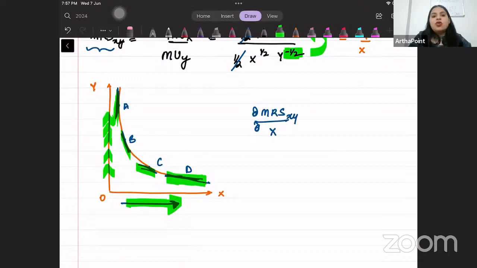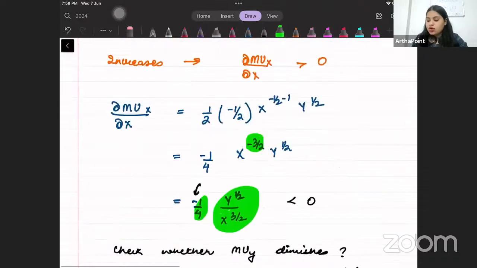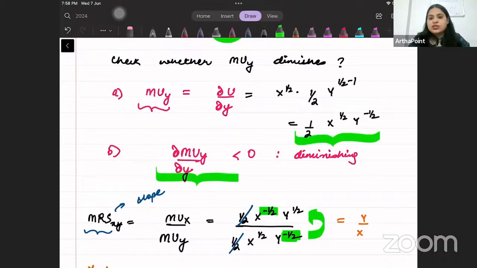Okay. So now if I differentiate for marginal utility of Y, yes, for marginal utility of Y, we can check whether it is diminishing or not. You can differentiate this with respect to y again and check whether it is diminishing or not. So if you differentiate this with respect to y, you will get this.